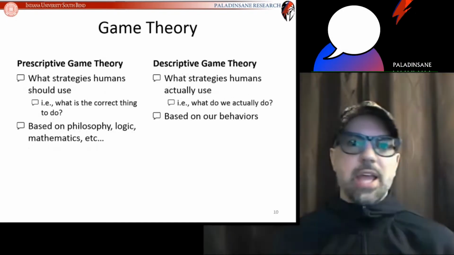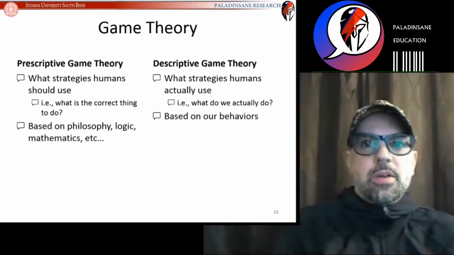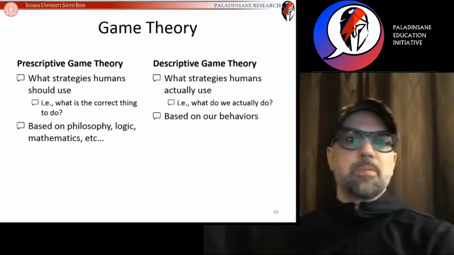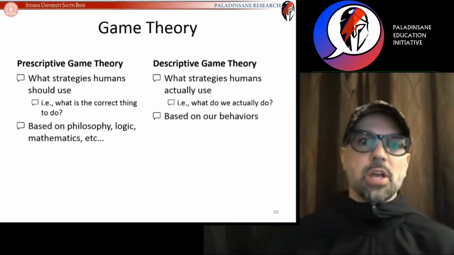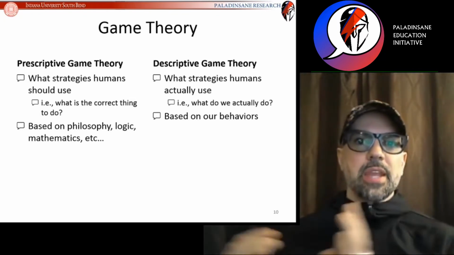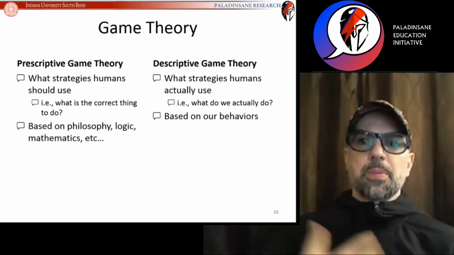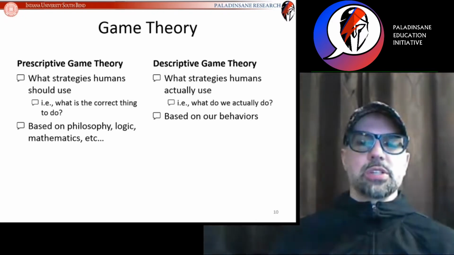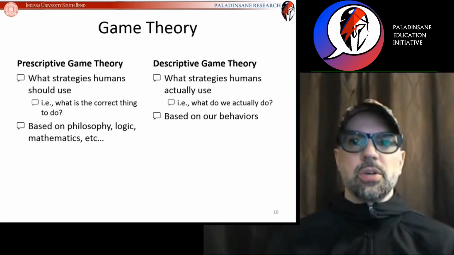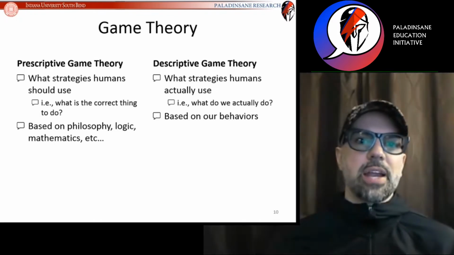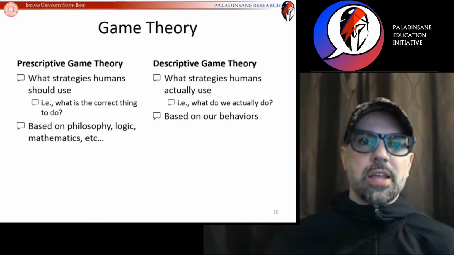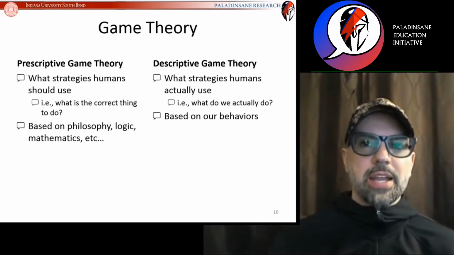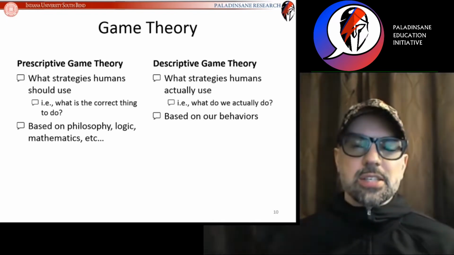Just as we had prescriptive and descriptive decision theory, we also have prescriptive game theory and descriptive game theory. Prescriptive game theory is what strategies humans should use. That is, what is the correct thing to do in that game? What is the best strategy to use in a particular game? And that is based on philosophy, logic, mathematics, and an analysis of the game.